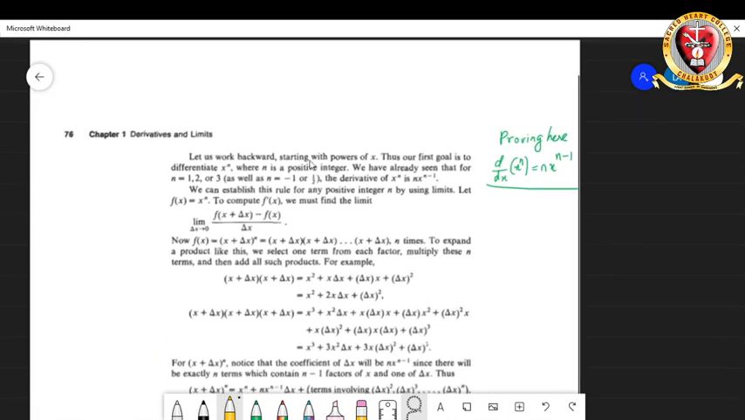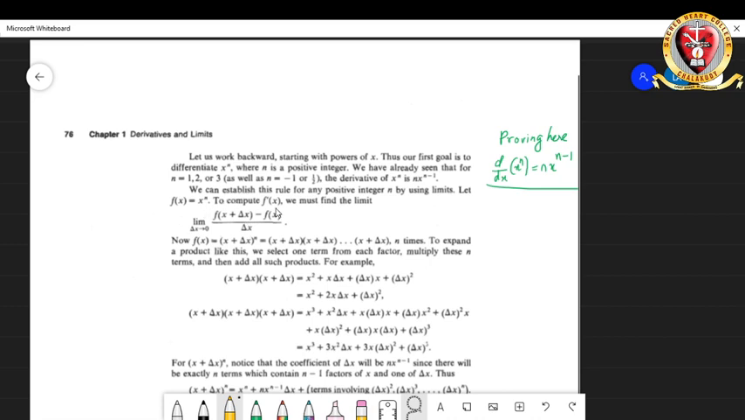Earlier, in the earlier section, we had seen that for n equal to 1, 2, 3 or n equal to minus 1 or 1 by 2 or anything, we can say that d by dx of x raised to n is equal to n into x raised to n minus 1. Here we can prove it generally, to establish this rule for any positive integer n by using limits. So suppose f of x is equal to x raised to n.